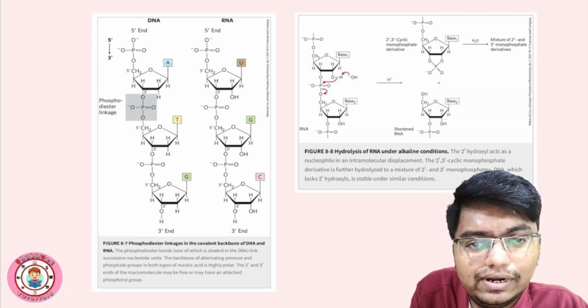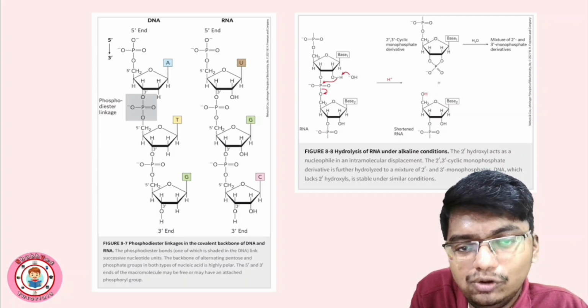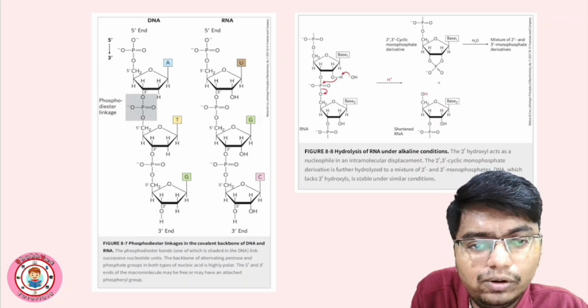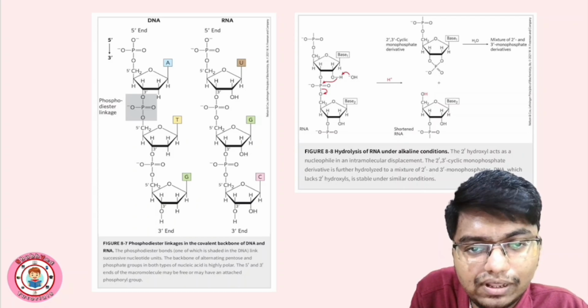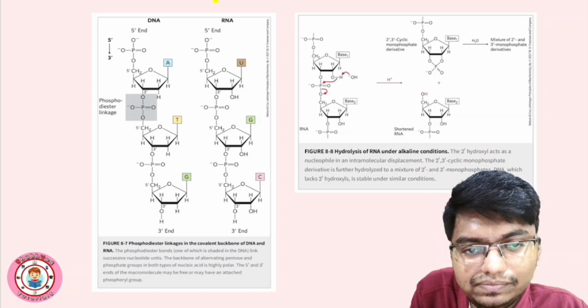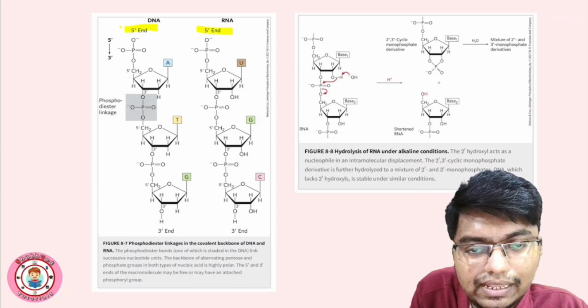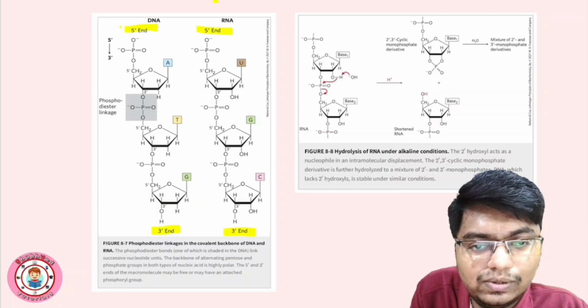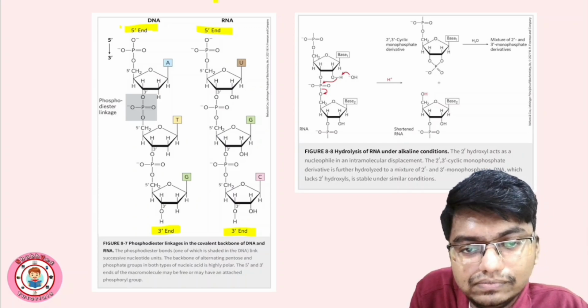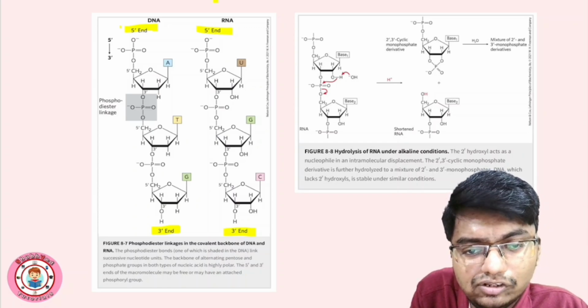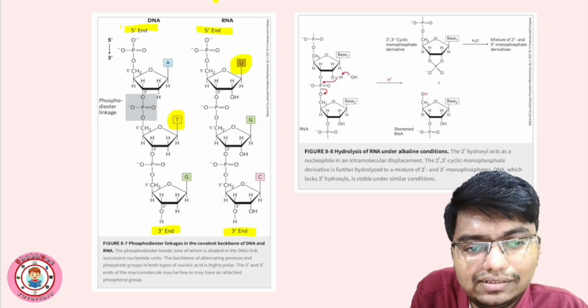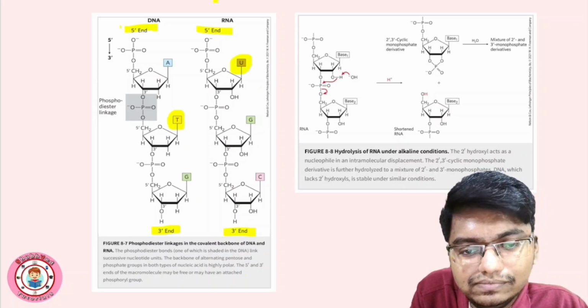Now this is how DNA and RNA form nucleic acid basically from nucleotides. Okay. You can see one end is 5' end and the other is the 3' end. Okay. DNA contains thymine, RNA contains uracil. Other things are same. Okay.